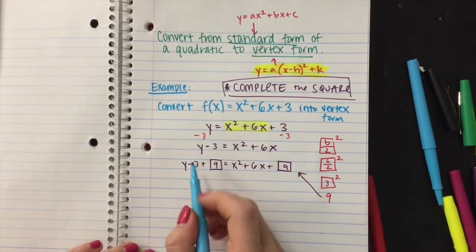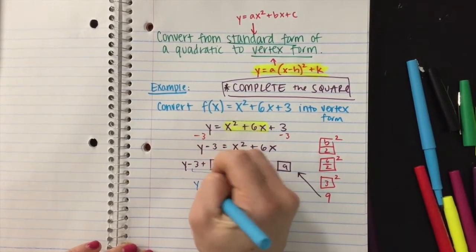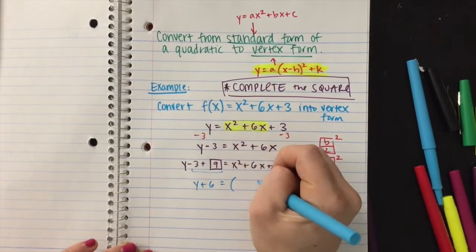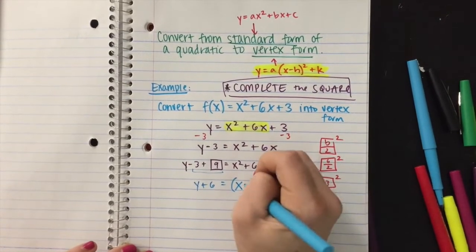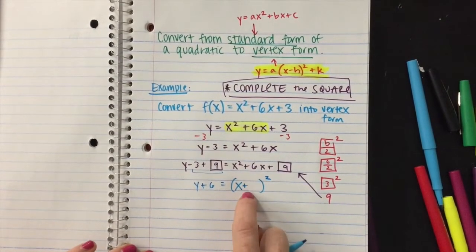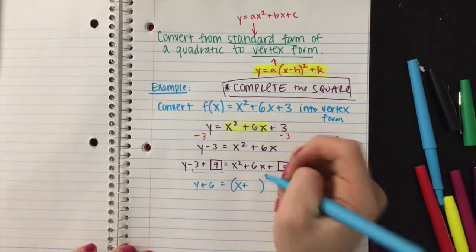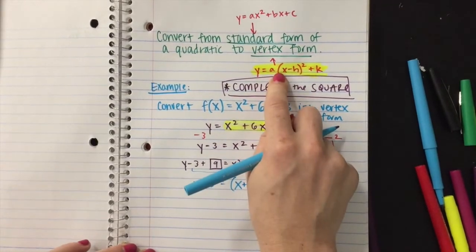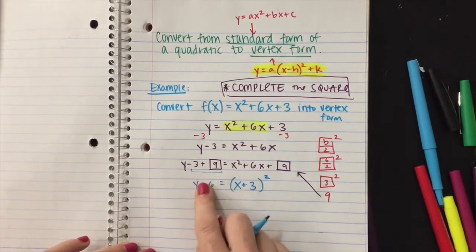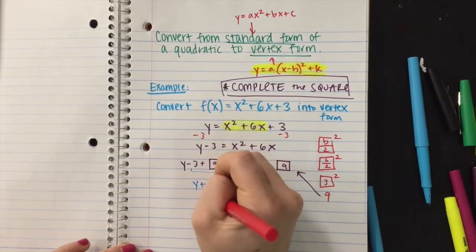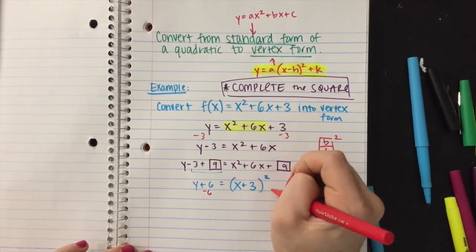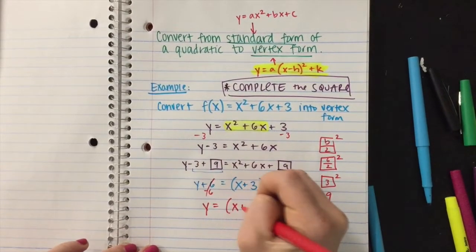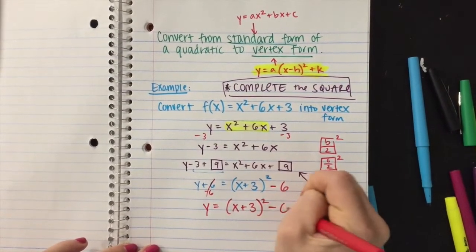Now what I do is I can simplify this. So I have y plus 6 equals, and I can write this as the square of a binomial. So it's x plus something squared. What is that something? Well, it's half of 6, or you can think of it as the square root of 9. So there you go. Okay, one more step to make this look like this. Well, here we have y alone. Here we don't. So you got to move it back over. Minus 6, minus 6. So my final answer is y is equal to x plus 3 squared minus 6.